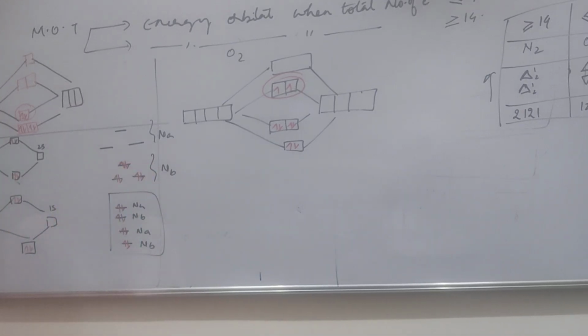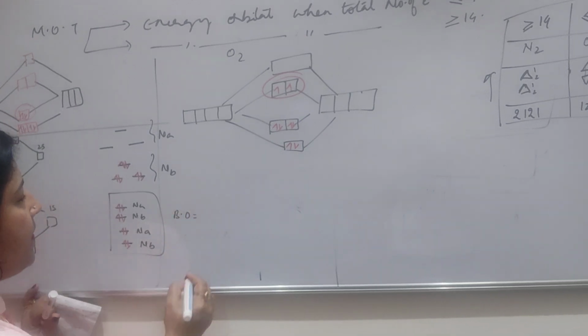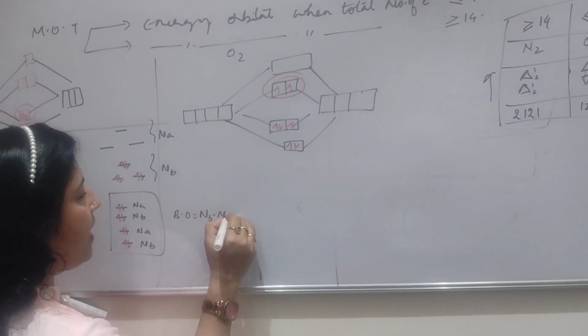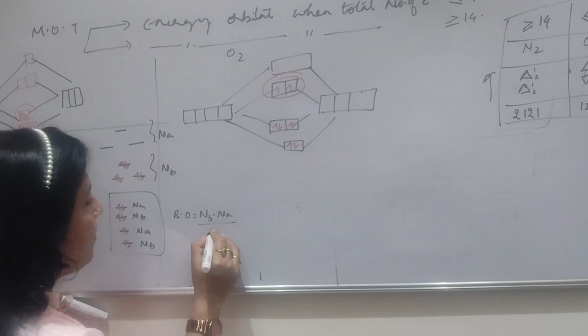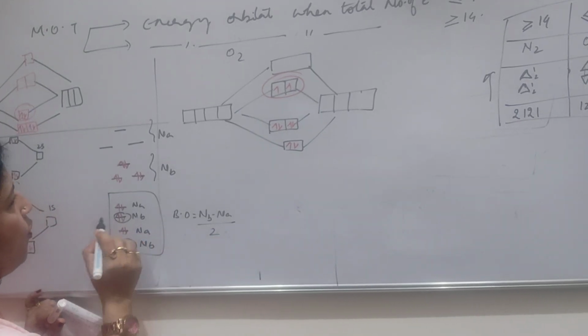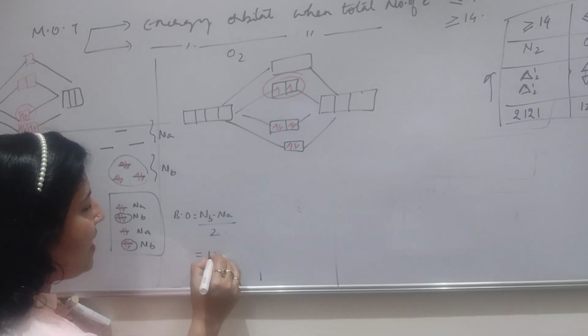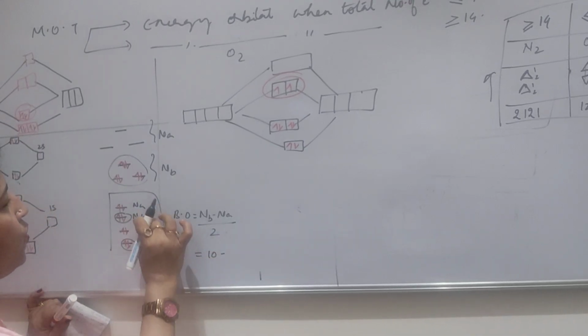This is clear. Now there is a formula for bond order, which is nothing but Nb minus Na. Bond order is equal to (Nb minus Na) by 2. How many Nb is there? 2, 4 and 6, 8, 10. So that is equal to 10. Nb minus Na is 2, 4.